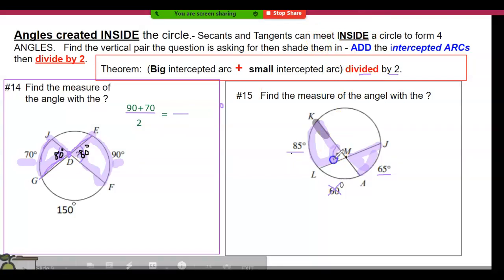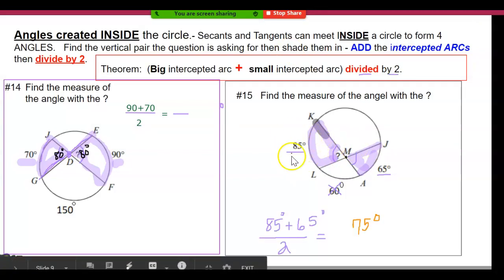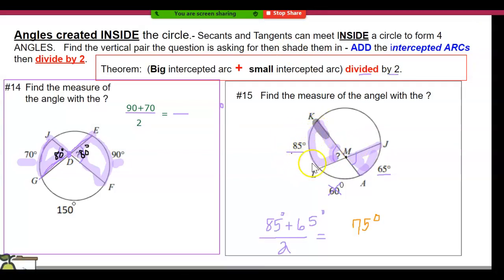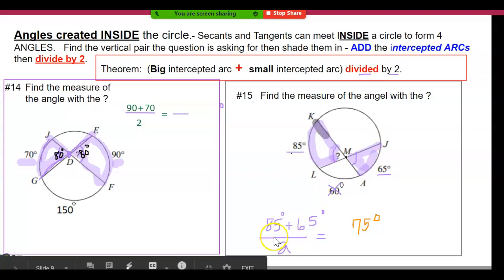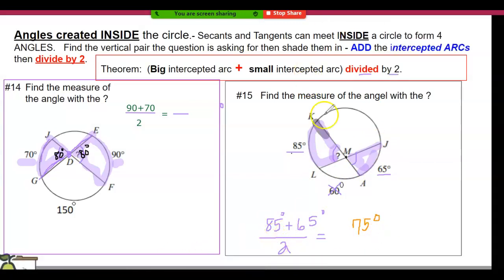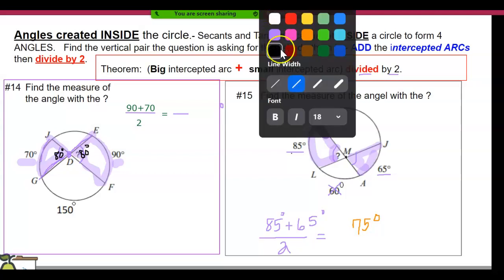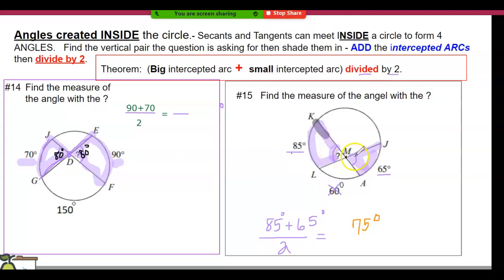So they want to find this angle, and this is a vertical pair. So add the 2, divide by 2. Okay, good. 85 degrees, this arc degree measure, plus 65 degrees, this arc degree measure, divided by 2. You should have gotten 75 degrees. So the measure of the angle right here is 75, and this one over here is also 75 degrees.